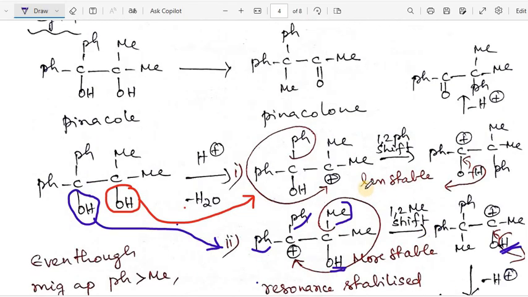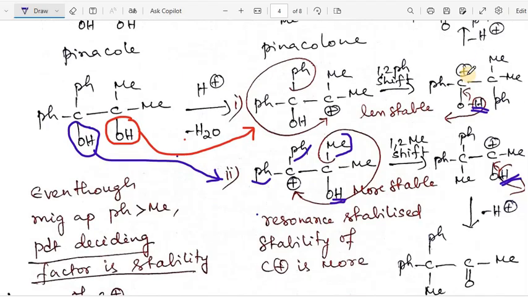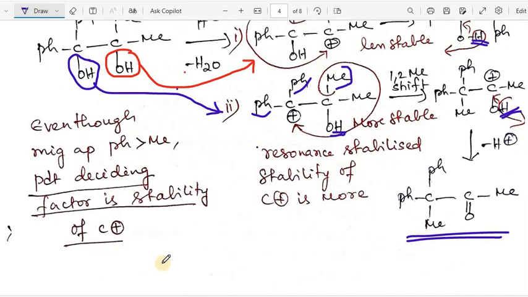The other possibility is, if this carbonium ion is formed, the phenyl group will get migrated here, a 1,2 phenyl shift will occur, and then this H plus will get removed and there is a formation of this pinacolone. But actually this pinacolone is a more stable product. Therefore, in this example, the product deciding factor is the stability of the carbonium ion.